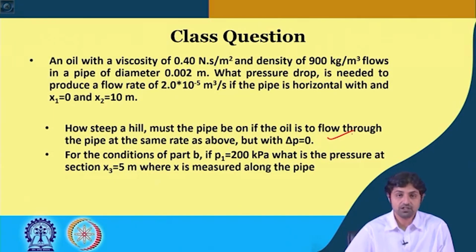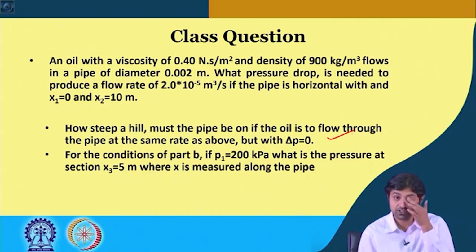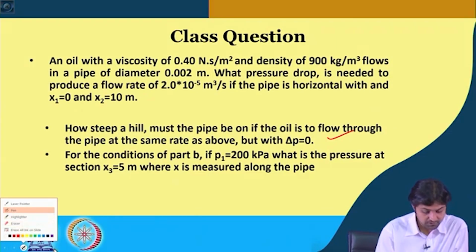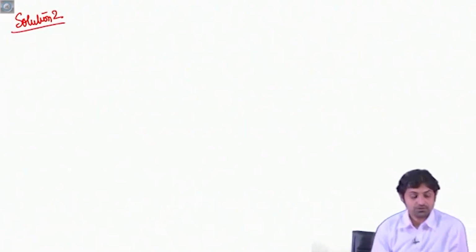So, this is the question that involves the use of Poiseuille's law, and also involves the last equations that we have seen, what happens if the gravity was present. To solve this, we will solve this in a white screen.